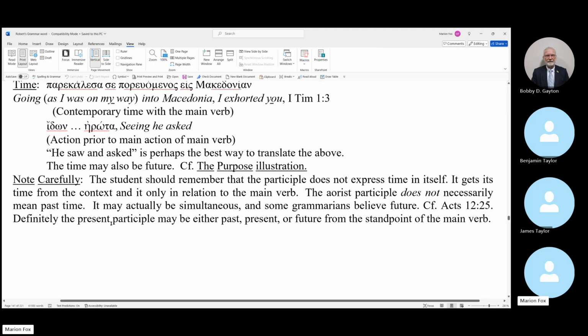And Roberts says what he says is correct. That's what I was always taught. So it can be simultaneous, the antecedent action before, simultaneous, or some grammarians believe future, he said. And he cites Acts 12:25. Right. So he says definitely the present participle may be past, present, or future from the standpoint of the main verb. Again, so we don't latch on to the points that we had with respect to the verbs.